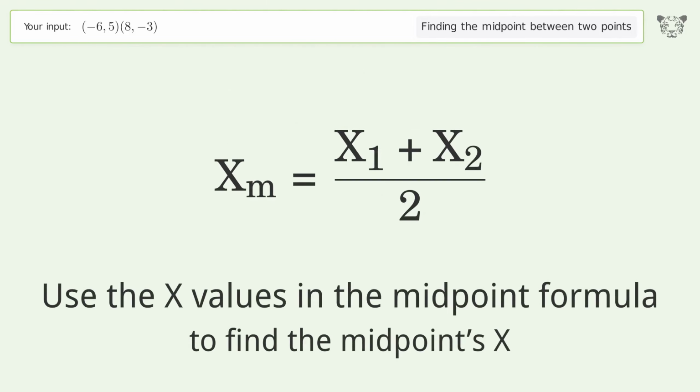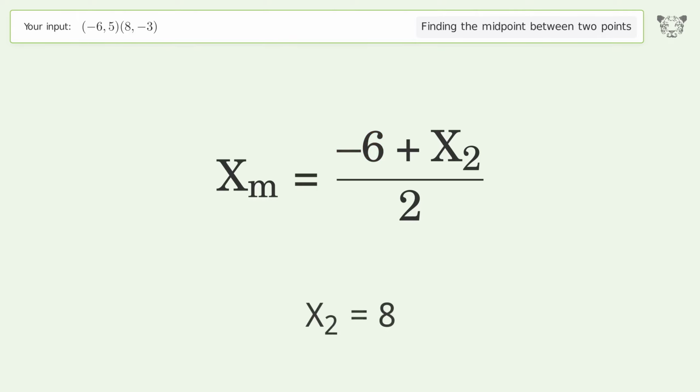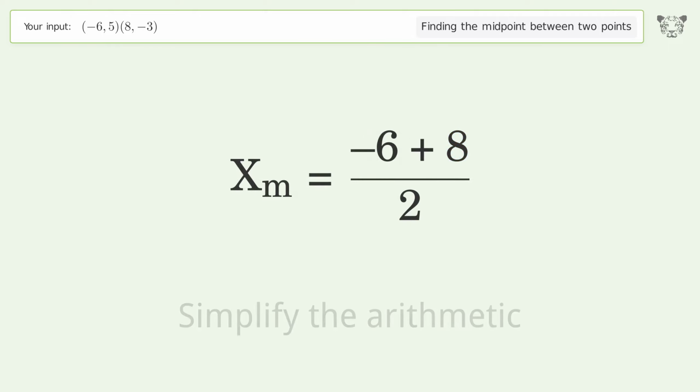Use the x values in the midpoint formula to find the midpoint's x. x1 equals -6. x2 equals 8. Simplify the arithmetic.